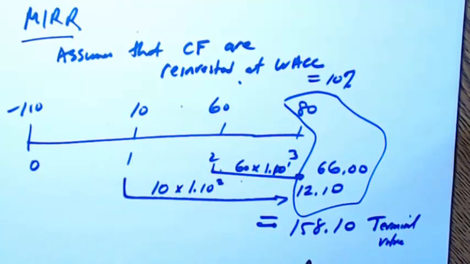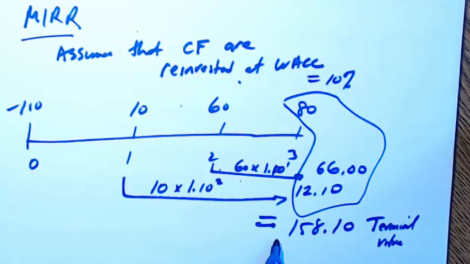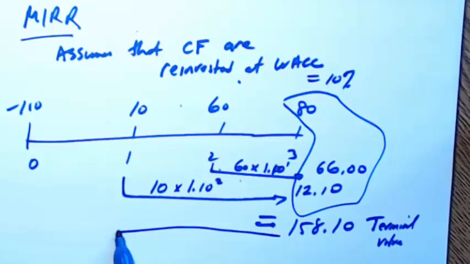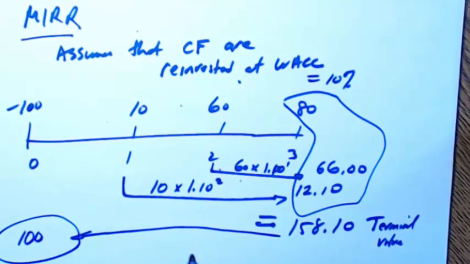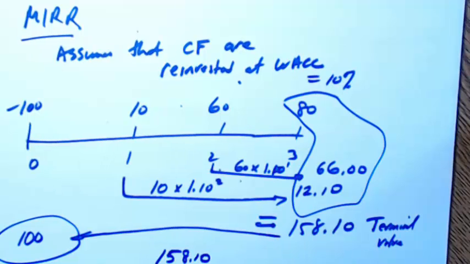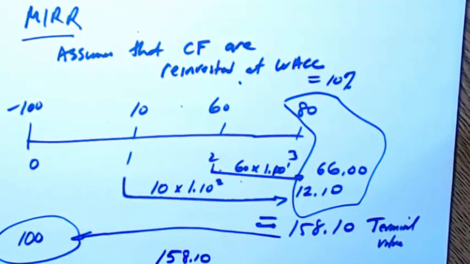And so now what we want to do is find out what is the modified internal rate of return for this project. Well, what we want to do is take that and discount it. What is the interest rate that discounts this back to the 100, that's $100? What is that discount rate? So it's 158 as being the future value divided by 1 plus, and this will be MIRR.